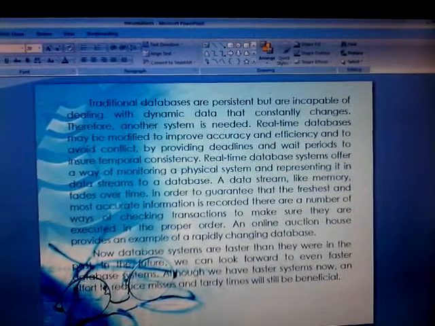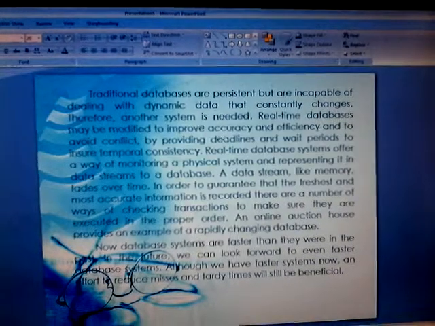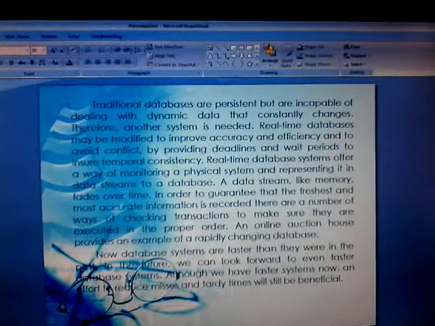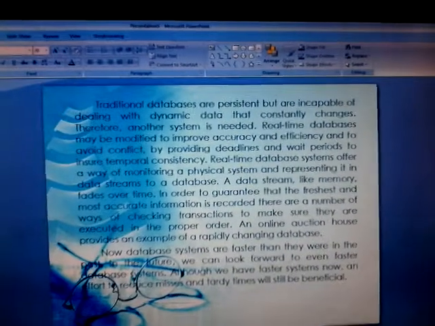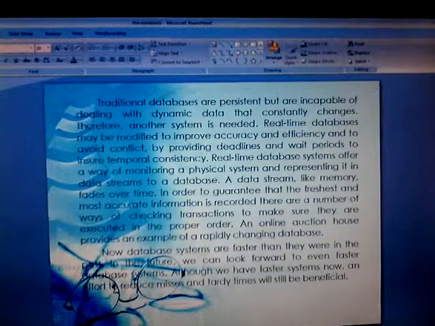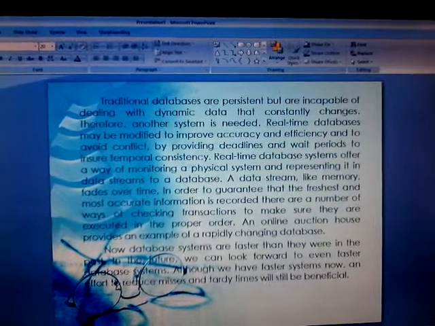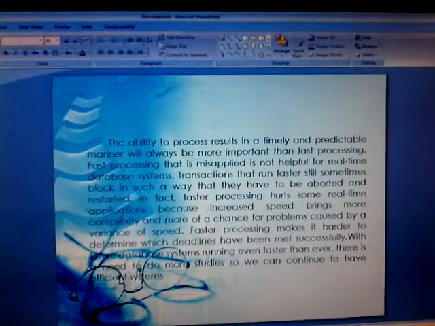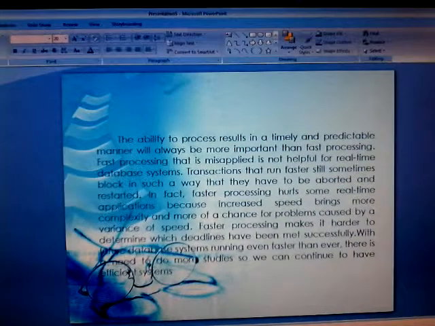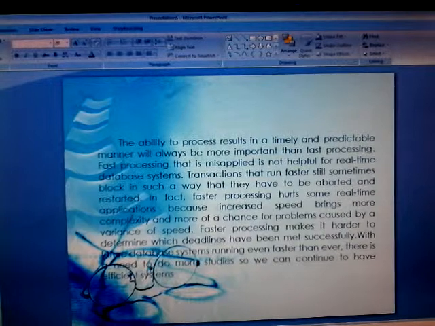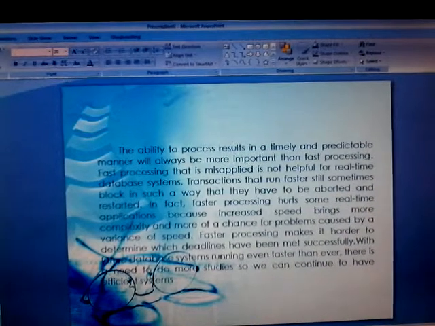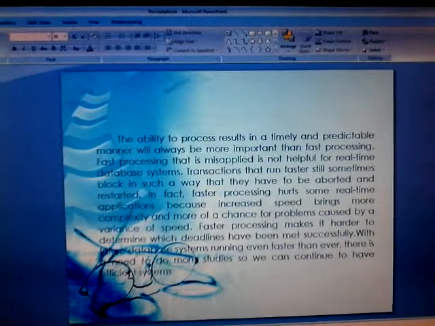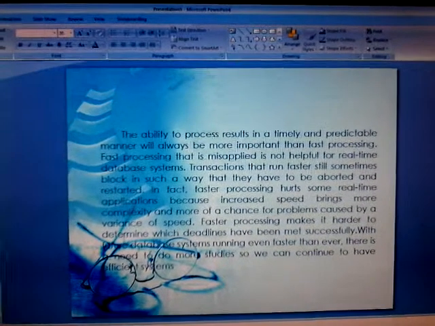Now, database systems are faster than they were in the past. In the future, we can look forward to even faster database systems. Although we have faster systems now, an effort to reduce misses and tardy times will still be beneficial. The ability to process results in a timely and predictable manner will always be more important than fast processing. Fast processing that is misapplied is not helpful for real-time database systems.